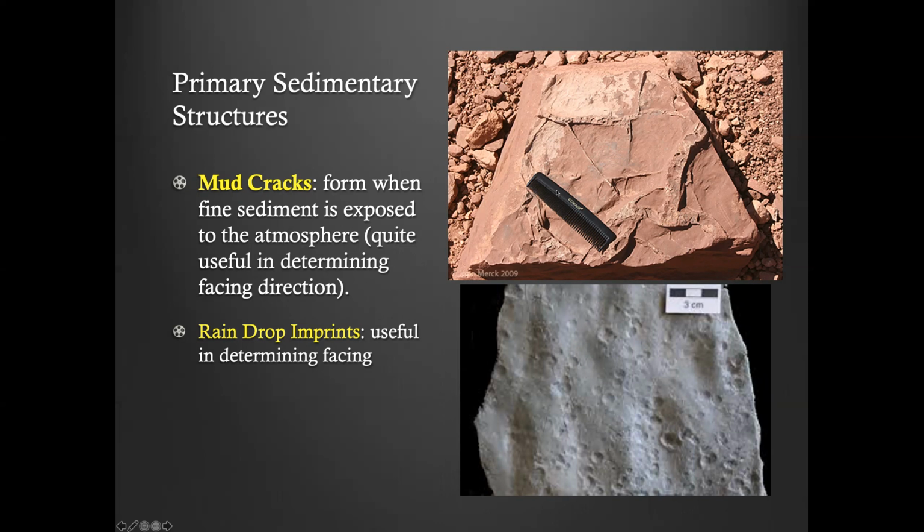We can also oftentimes see, and we can see it a little bit here, raindrop imprints. Down here we see better raindrop imprints. These are indentations. So again, if we see the indentations, we know they were formed by a raindrop falling, we know which side was up.